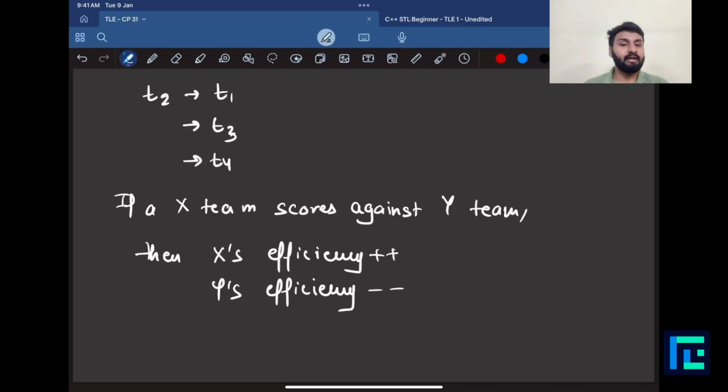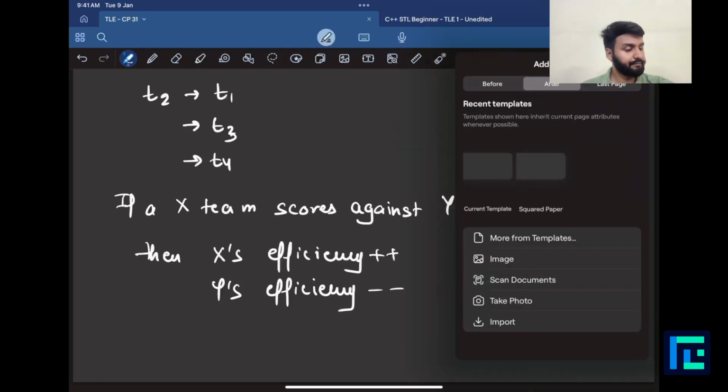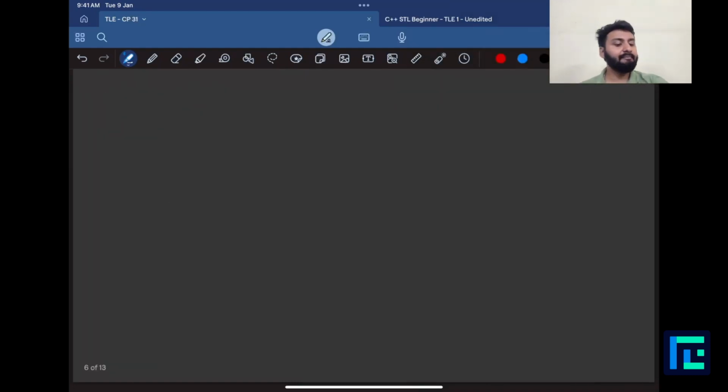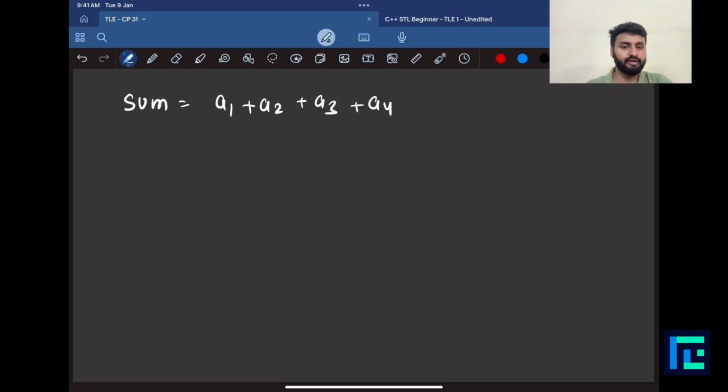Alright, so this is a very, very important point. Now why is this helping me? This is helping me with a very, very strong observation. Let's say I maintain a variable called sum, and this sum is A1 plus A2 plus A3 plus A4. Remember, I don't know A4 for now. That is the efficiency of team 4, which I did not know, but it's some variable I'm solving for.